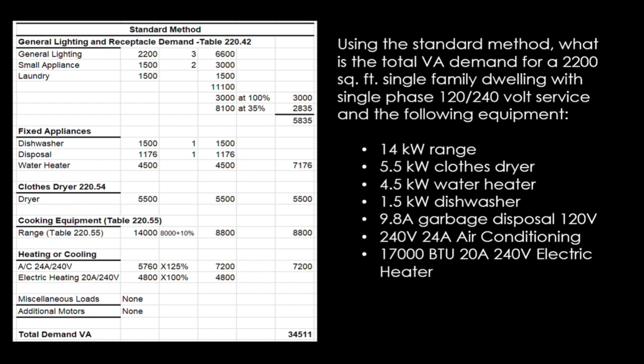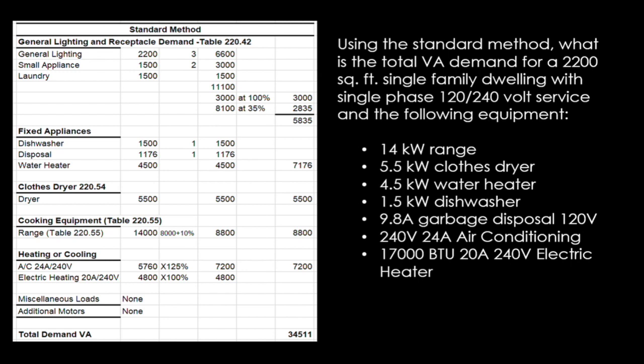Then we take a look at our heating and cooling. Now our air conditioner, that's 24 amps, 240 volts. That's 5,760 volt amps. We're going to have to do that at 125%. So that's going to be 7,200. And then my electric heating is 20 amps, 240 volts. So that is going to be 4,800. 20 times 240 is 4,800. We're going to do that at 100%. So 7,200 is larger than 4,800. So we use our 7,200. And then we just add our values together. Remember, we don't have any miscellaneous loads or additional motors.